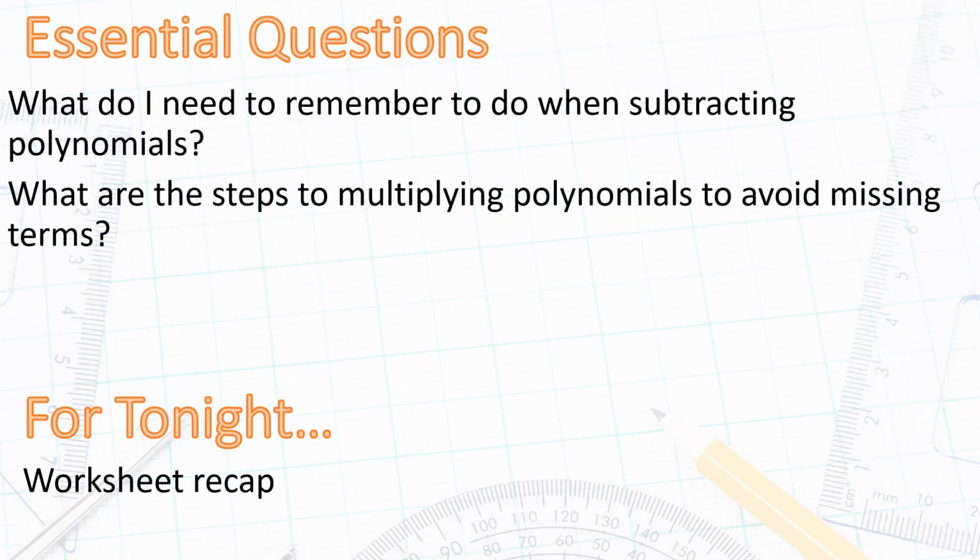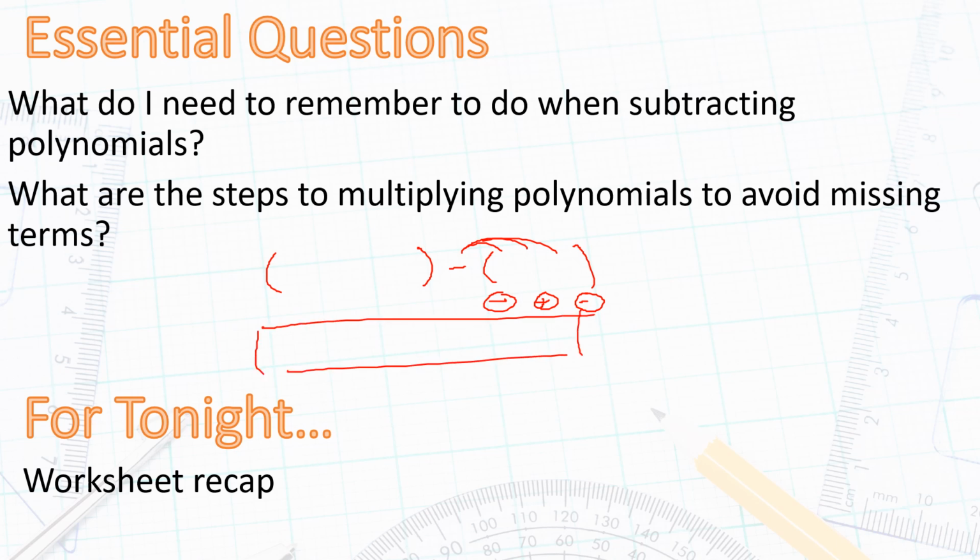All right, so our essential questions for today were, what do I need to remember to do when subtracting polynomials? This is when you've got a polynomial minus another one. We needed to distribute that negative to whatever is inside the parentheses, I'm sorry. So whatever it is, change the signs, put that new sign underneath it so you know, okay, I need to change these signs, and then rewrite underneath it and add them together like they're a normal polynomial.